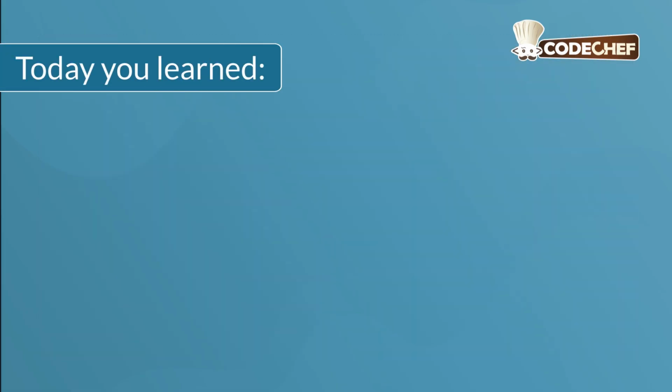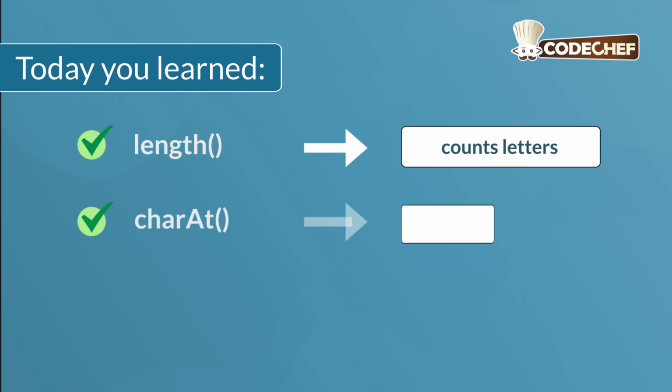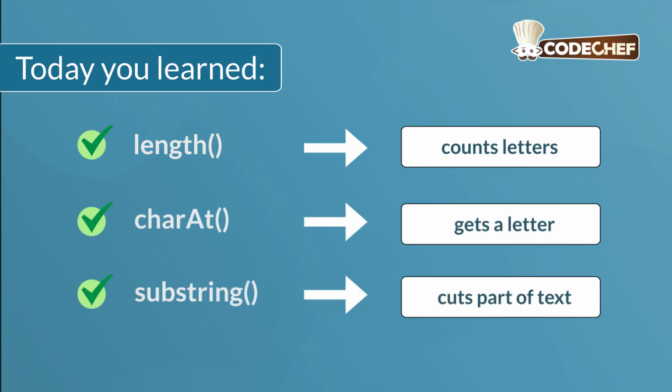Today you learned 3 powerful string methods. Length counts characters, charAt gets a single character, and substring slices a part of the string. They're your toolkit for exploring and manipulating text in Java.